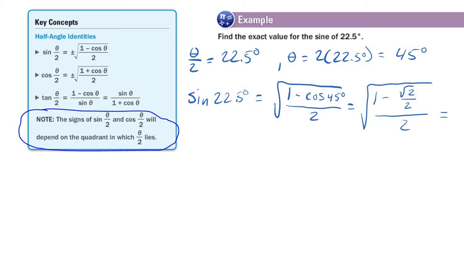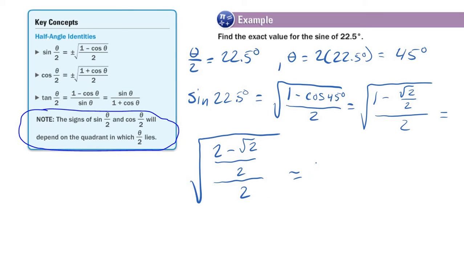Now, do you know where that root 2 over 2 came from? It's the cosine of 45. Just go to your unit circle, right? So now let's simplify that. Let me come down here. If we get a common denominator, this is all under the radical. If I get a common denominator, I'd have 2 minus root 2 over 2 all over 2, okay?